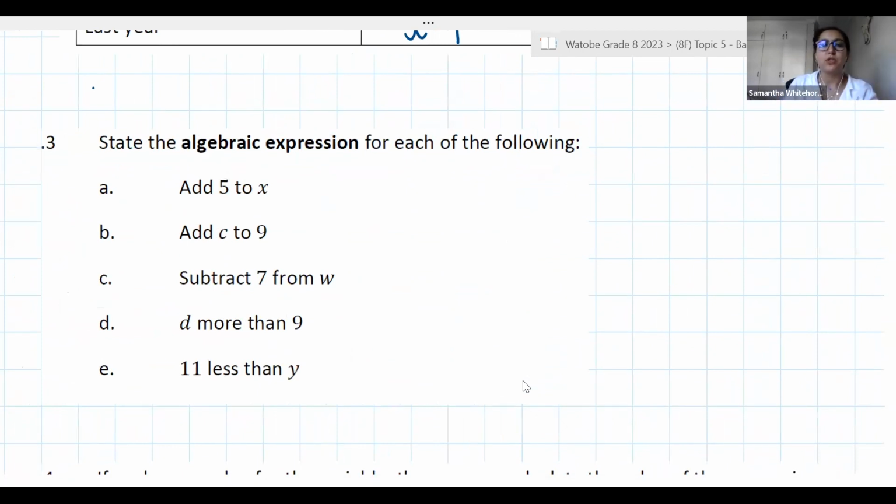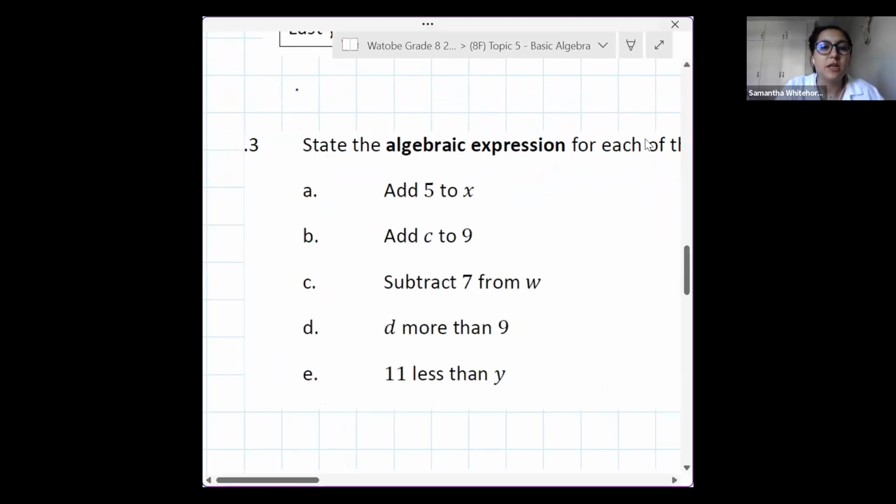So I'll do 1 or 2 with you, and then I'm going to ask you to try the rest by yourself. So let's, whoopsie daisy, sorry, I don't know what happened there. I'm just going to pick 2 at random. Sorry, my screen's now gone small. Let me just make it bigger.